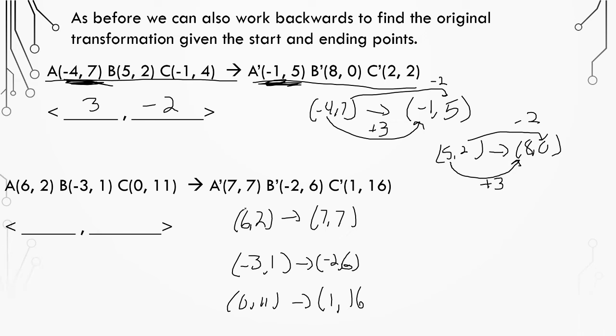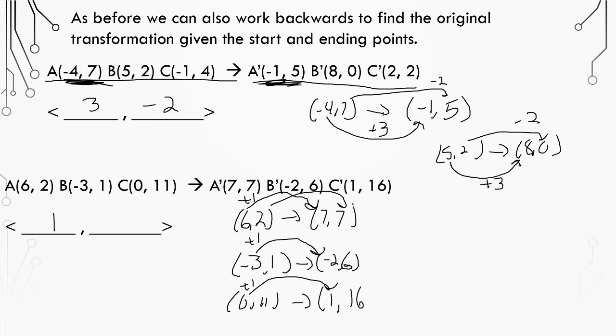So -6 goes to -7... so -6 goes to 7, -3 goes to -2, and 0 goes to 1. Well, in each case here, I'm adding 1, right? -6 plus 1 is -5... -3 plus 1 is -2, 0 plus 1 is 1. There's a 1 there, right? So again, that's what it is. You can check all 3 points at once if you want to, or you can check 1 point and just make sure it works across the other 2 once you get it down.